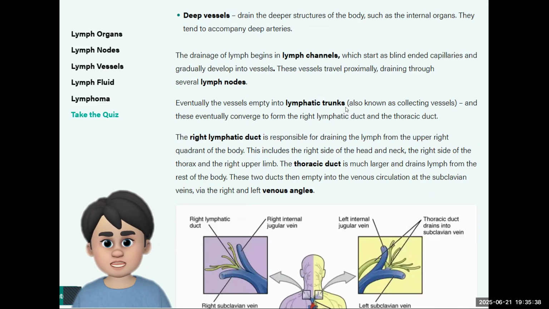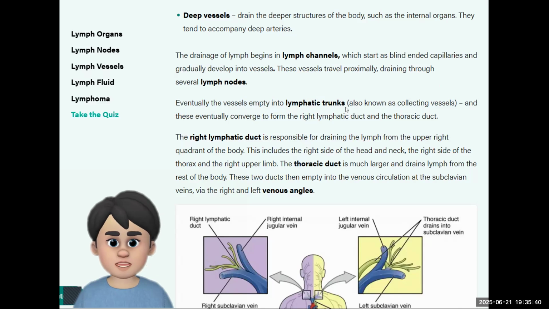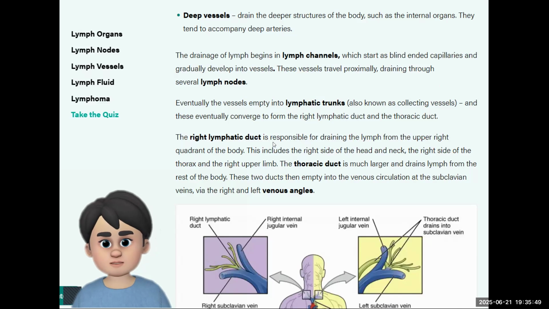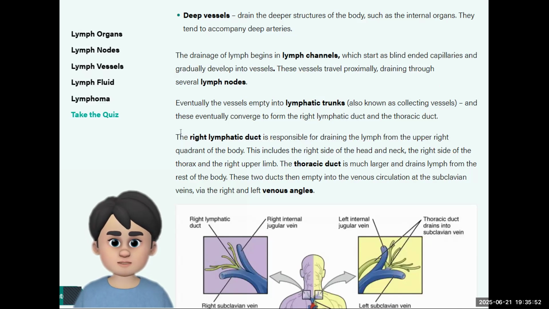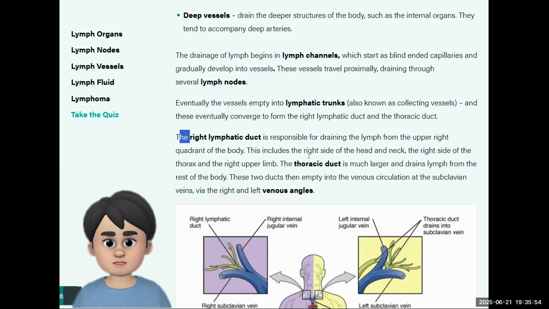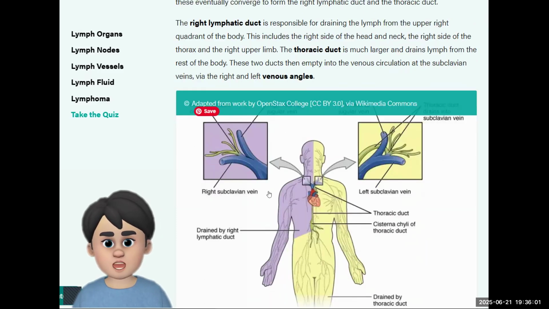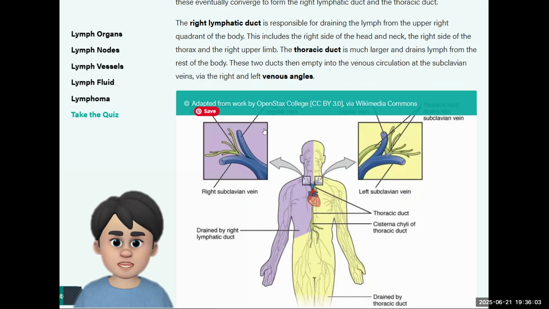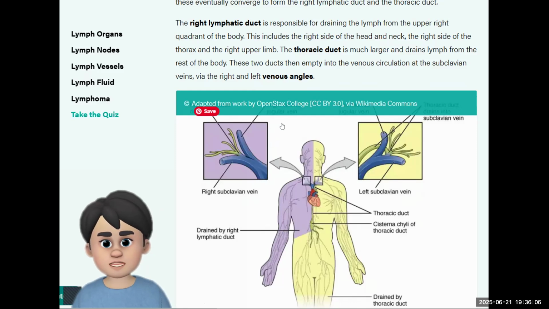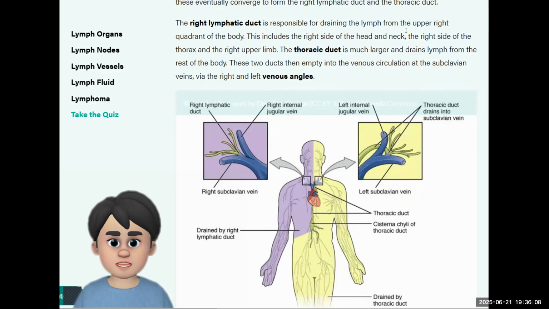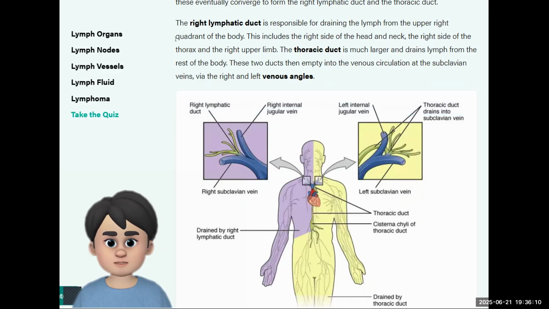The right lymphatic duct is responsible for draining the lymph from the upper right quadrant of the body. This includes the right side of the head and neck. So now only the important part, right? The right lymphatic duct is responsible for draining the lymph from the upper right quadrant of the body. මෙන්න තියෙනවා right කැලේ. දැන් පේනවා මේක symmetrical නෙමෙයි.